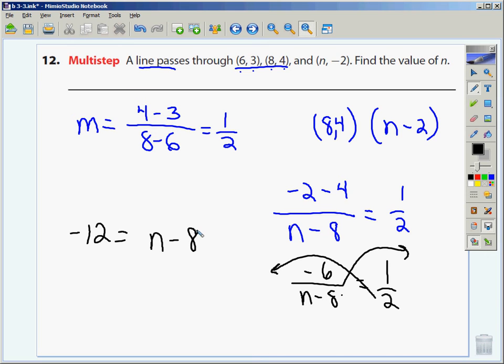What am I going to do to get n by itself? Minus 8 from both sides. Add 8. Add 8 to both sides. N ends up being what value? -4.